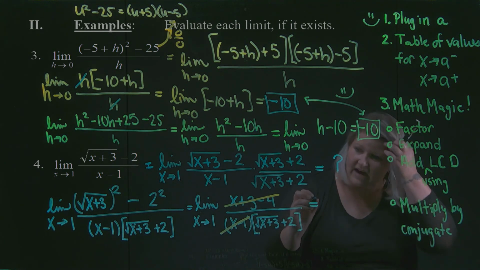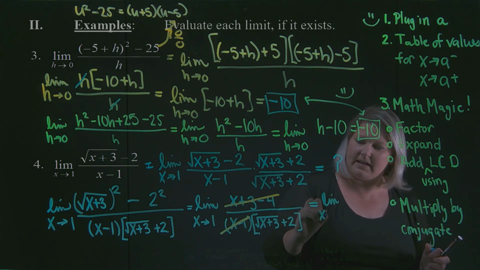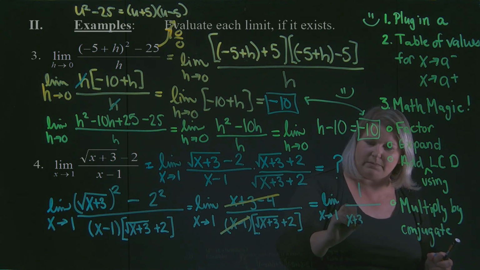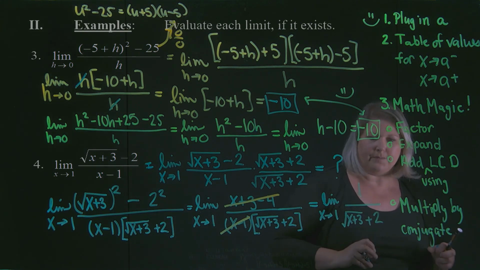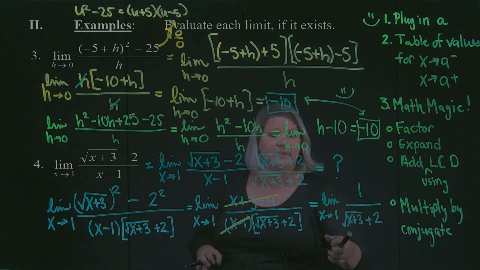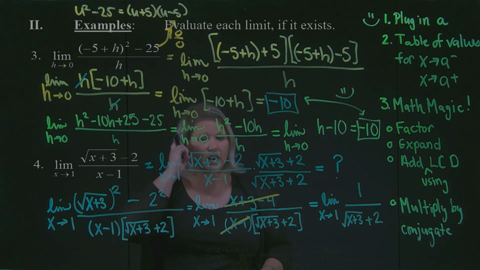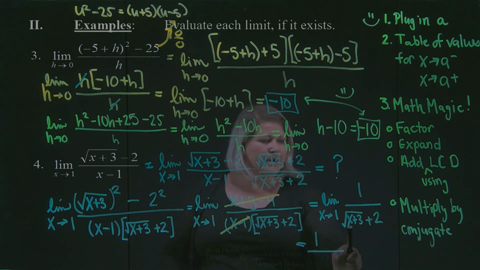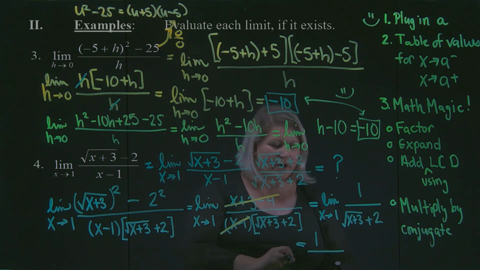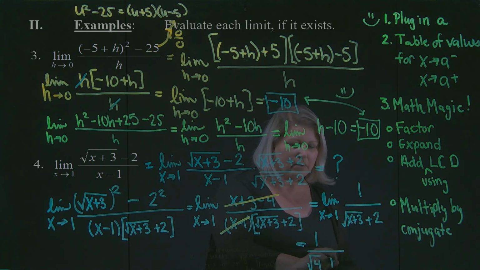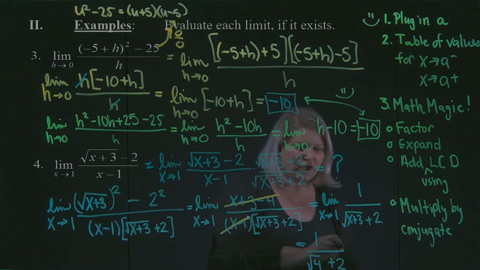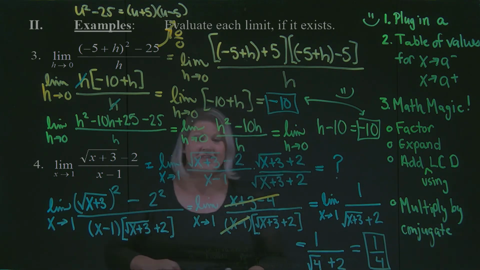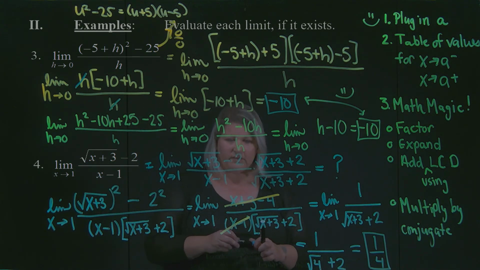And then I've got the limit as x approaches 1 of 1 over the square root of x plus 3 plus 2. Now that I've got something to cancel, I want to plug it in again, to see if it works. In the numerator, I've got 1. In the denominator, I've got the square root of 1 plus 3, so the square root of 4, plus 2. The square root of 4 is 2, so 2 plus 2 is 4. So for that limit, I end up with an answer of 1/4.